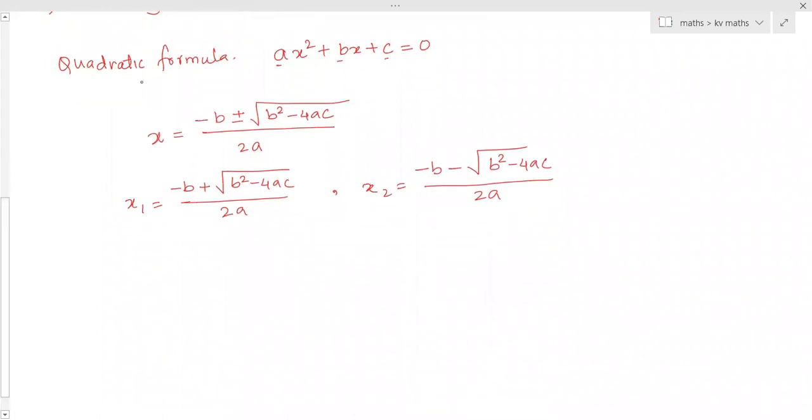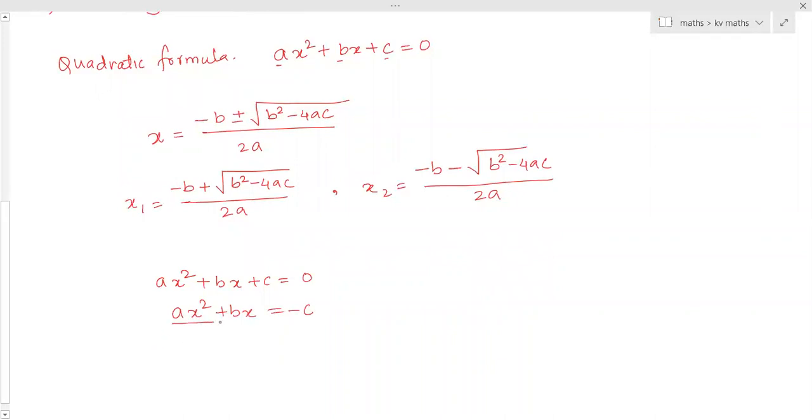Now, how to derive it? That is by the completing square method. That means what we have to do is, this is the equation, ax square plus bx plus c is equal to 0. So we will write this as ax square plus bx is equal to minus c.